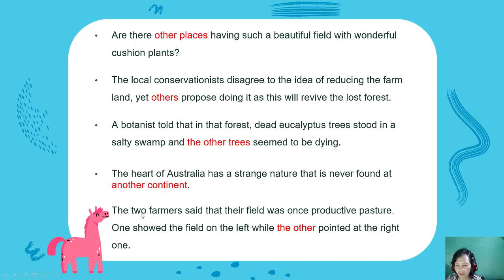The two farmers said that their field was once productive pasture. One showed the field on the left, while the other pointed at the right one. So the other refers to the two farmers. Of course, this is definite because I want to talk about the two farmers. One showed the field on the left, while the other farmer. You can have the other farmer, but I don't want to use the other farmer because everyone has known that the other here refers to the farmers because it has been mentioned in the previous sentence.